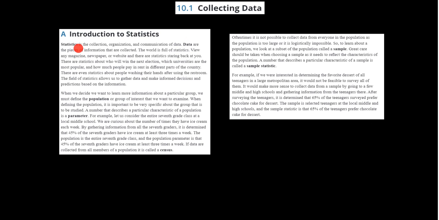So statistics is a collection, organization, and communication of data. So data are pieces of information that are collected, right? Makes sense. When we decide we want to learn more information about a particular group, we must define the population of the group of interest we want to examine. We talk about parameters. So a number that describes a particular characteristic of a population is a parameter. Lastly, if data are collected from all members of a population, it is called a census.